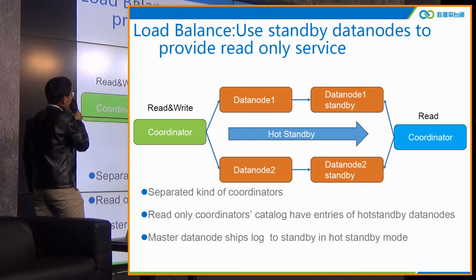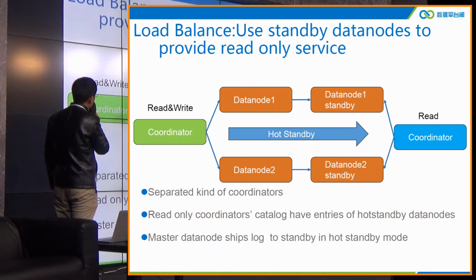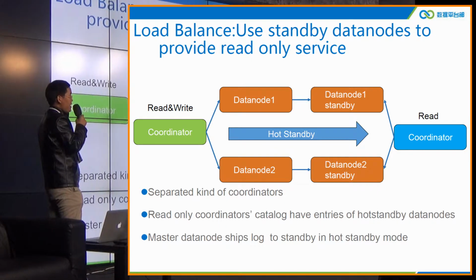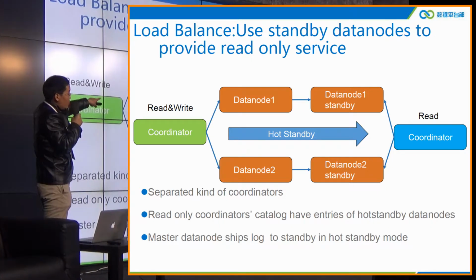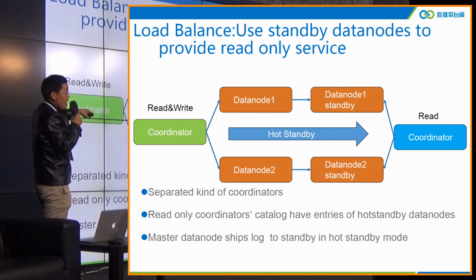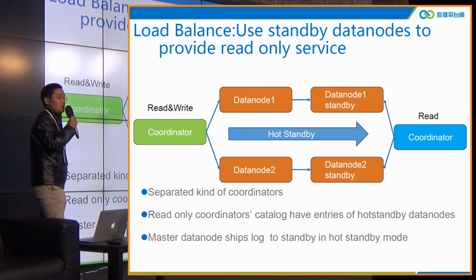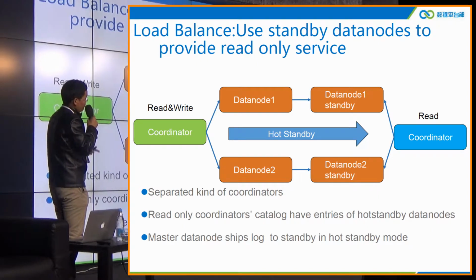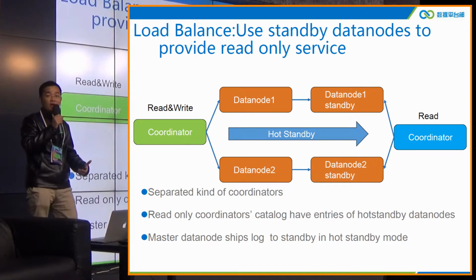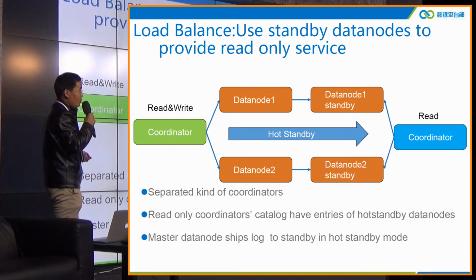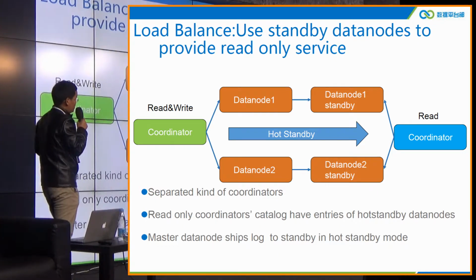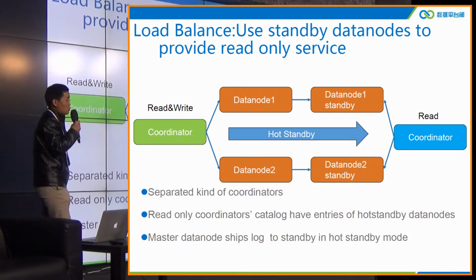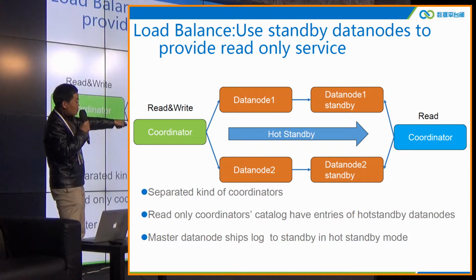Another issue is about load balance. The primary data node has a heavy workload, even at peak time. And we have some offline tasks. I don't think they must be run on the master node. So we move them to the standby node.